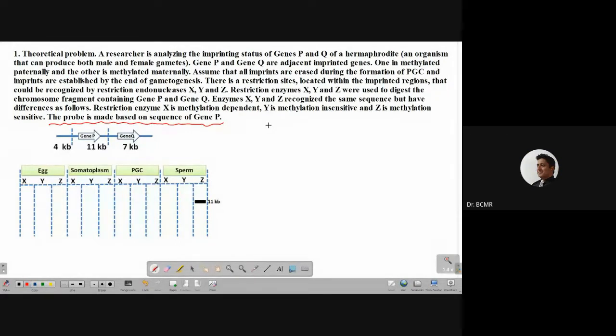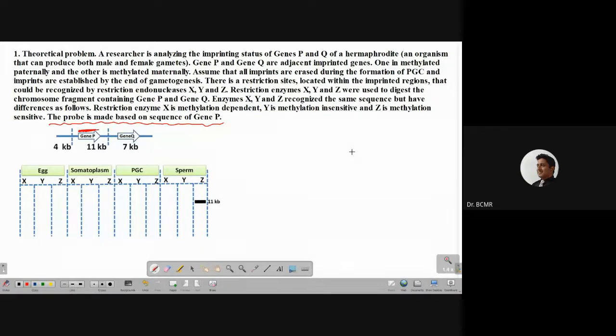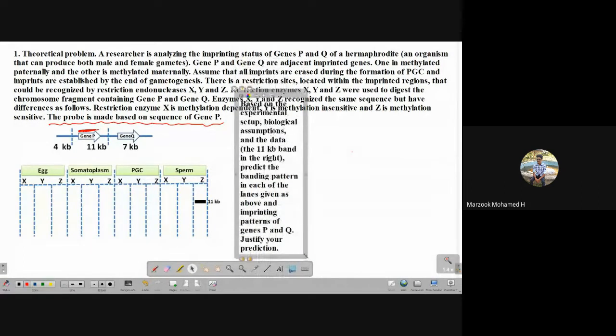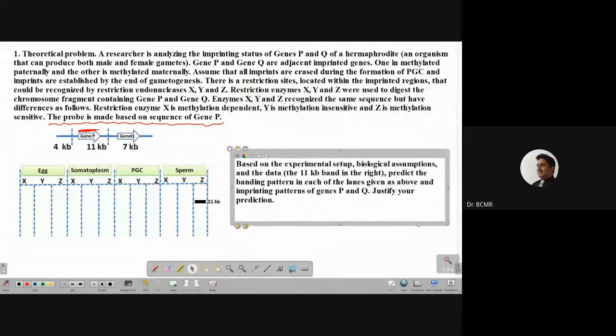Okay, the probe is made based on the sequence of gene P. So you should assume that it will bind somewhere here like this. Okay, one second. You need a little more information. So what you're supposed to do is also there, right? Yes, sir. So this is what you should do. But otherwise, did you understand the rest of the sentences?